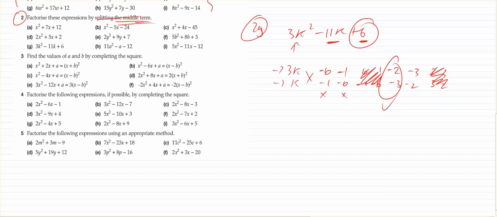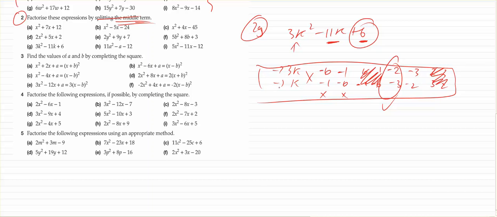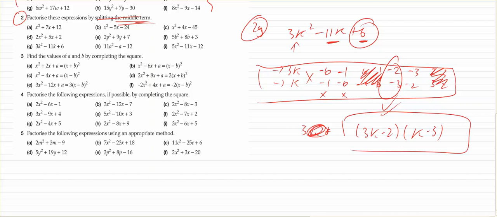Okay. And some of these you can do in your head. I'm not suggesting that I have to show all of the possible factors. If you find one that works in your head, write it down, try it, double check it. 3 times 3 is 9, negative 9, negative 2 is negative 11. So double check it works. Then I just read across: 3k minus 2, and k minus 3. Okay, that's the factorization. We're done.